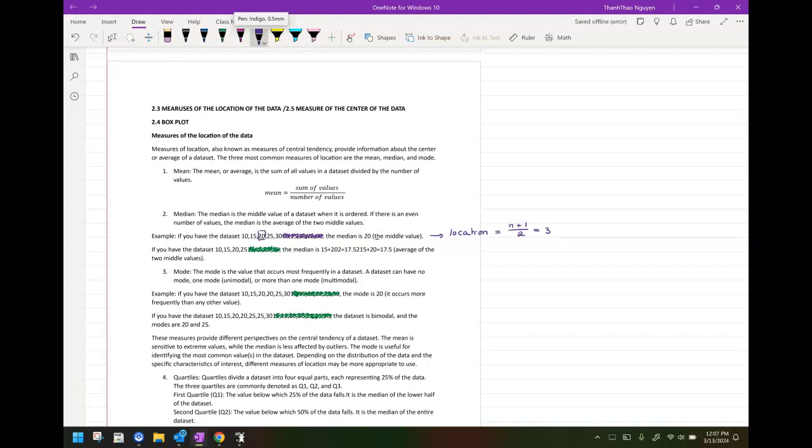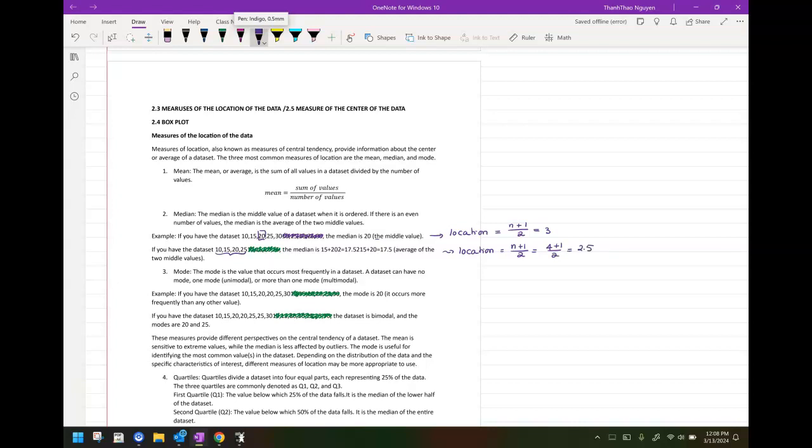Whereas here you have an even number of data values. So the location, again, is n plus 1 divided by 2. We have 4 plus 1 divided by 2. This is equal to 2.5.